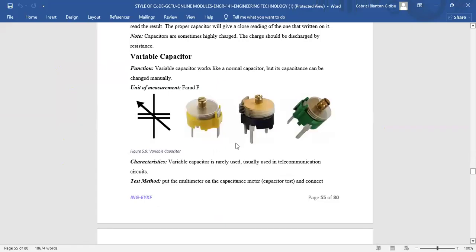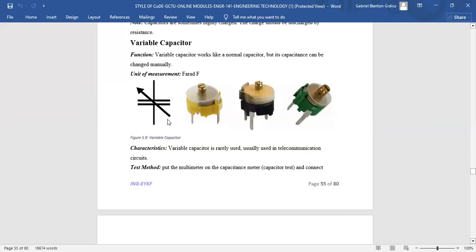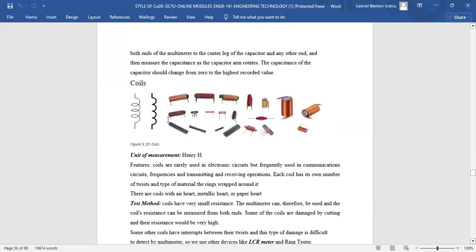These are trimmer pots or variable capacitors. The arrow shows that it is variable, that means you can change its capacitance by tuning. These are coils, or inductors.